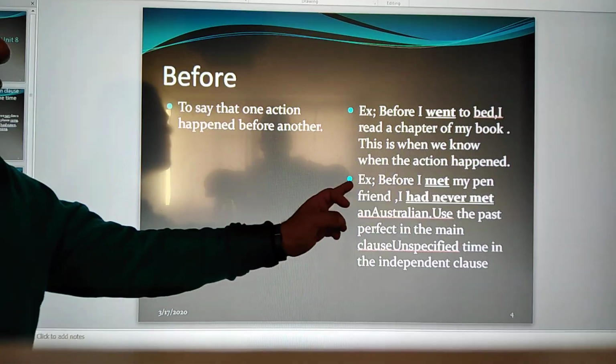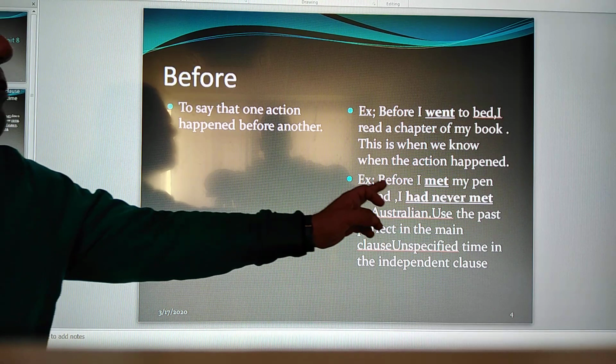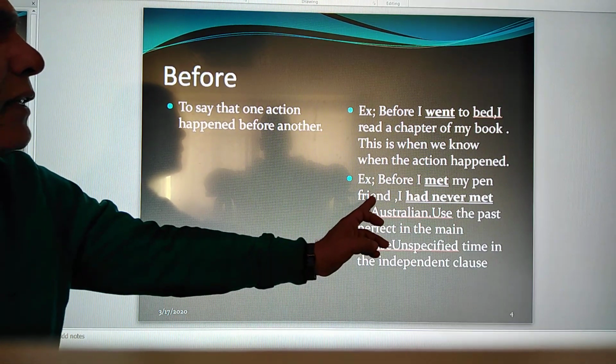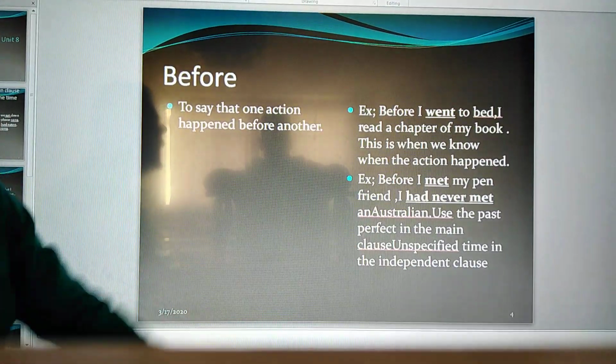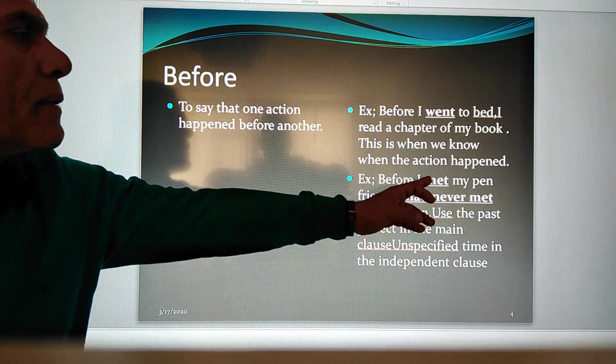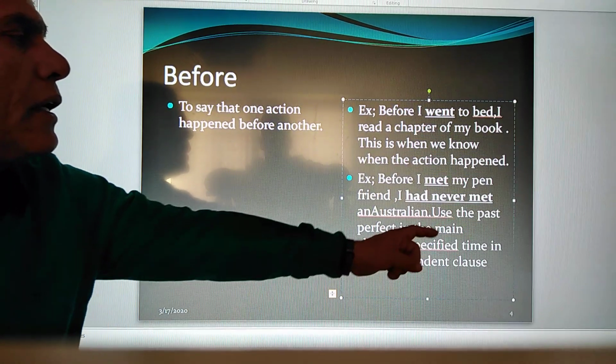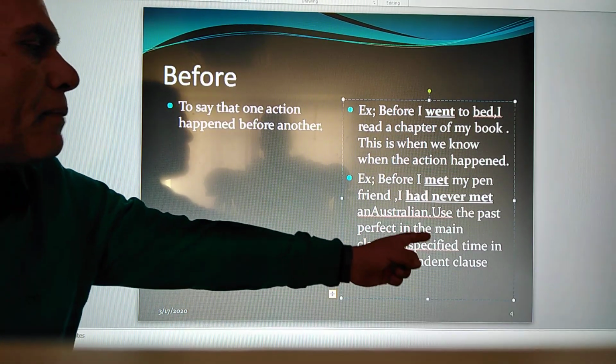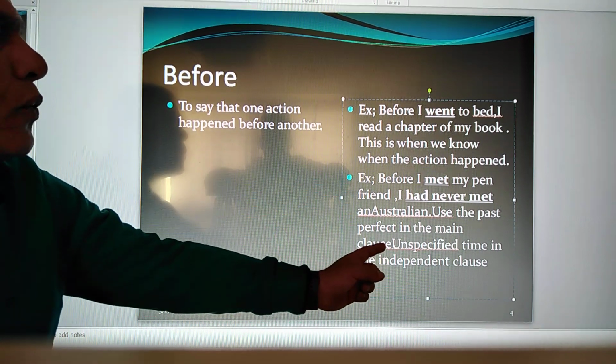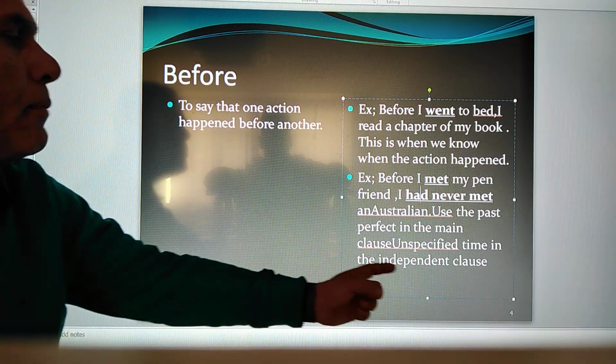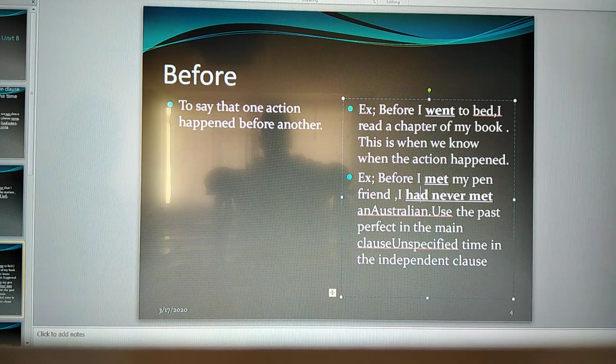But in the other example here, we notice that before I met my pen friend, I had never met an Australian. We use it with the simple past and past perfect. Use the past perfect in the main clause when we are talking about unspecified time in the independent clause.